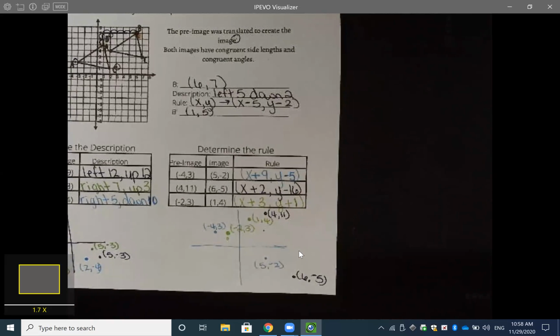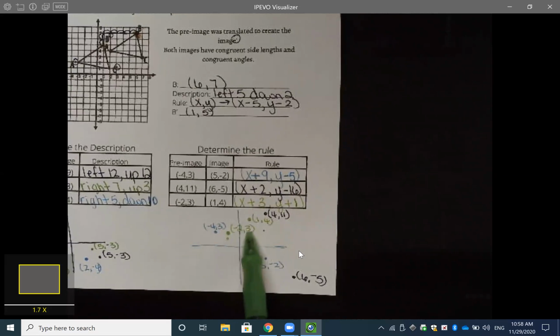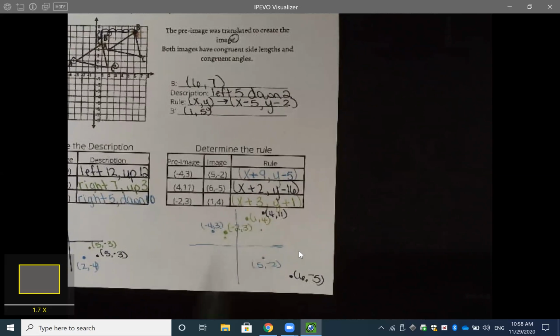And that's it. So for translations, again, it is just a bunch of sliding points around. We literally just took this point and slid it over and up to create that point. And you're counting how many times did you go left or right, or how many times did you go up or down. Good luck, guys. Use your notes throughout your assignments and do your best.